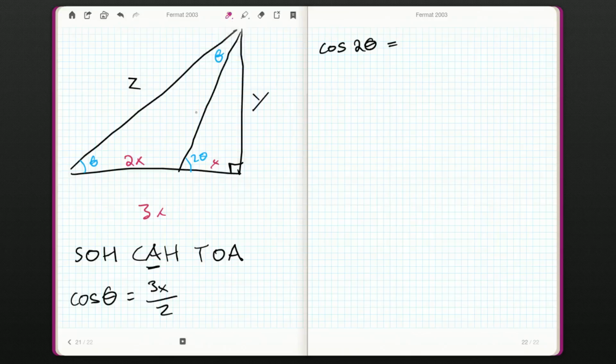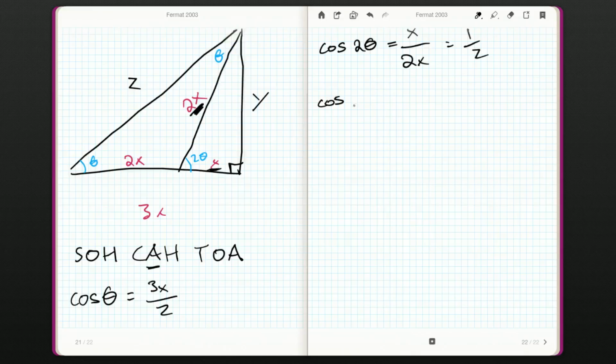So let's add that in, and that leads us to the 2x here. So that would have been x over 2x, adjacent, this x down here, over the hypotenuse of this triangle, which would be 2x, and of course that's 1/2. So then cos 2 theta is 1/2, and we all know that cosine of 60 degrees equals 1/2. So 2 theta must be 60 degrees. Theta must be 30 degrees.